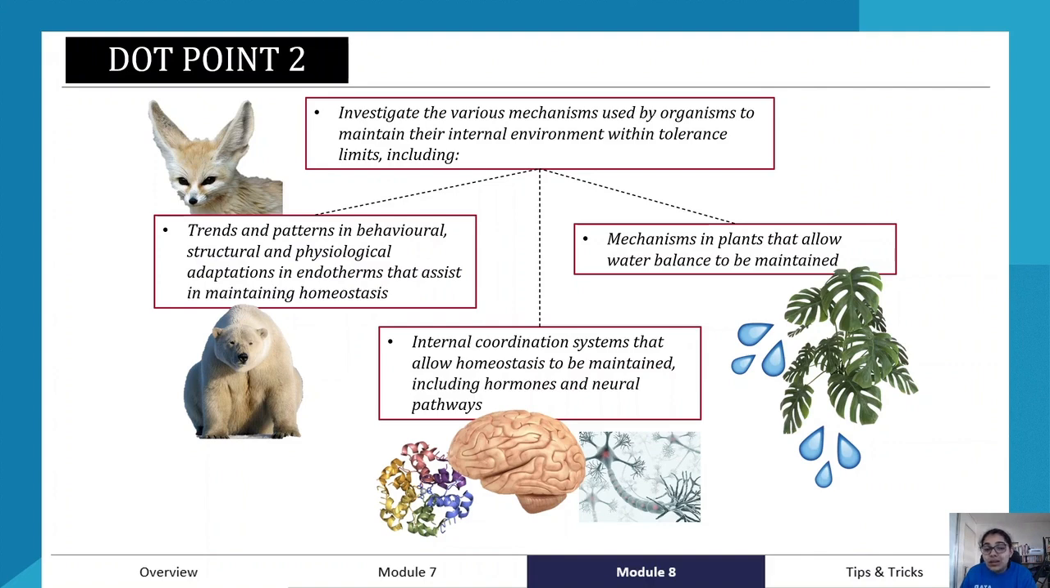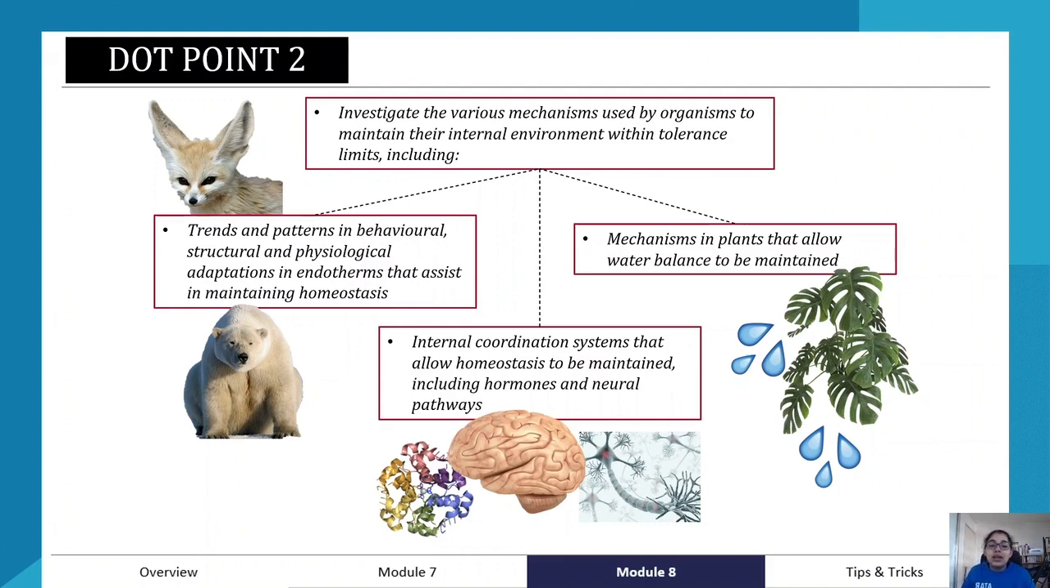The second part here, we want to look at the internal coordination systems that allow homeostasis to be maintained. This is where your central nervous system comes into place, the nervous system constituting of your central and peripheral nervous system. Through that, homeostasis is being maintained, hormones are being produced, there's a lot going on in the brain that is controlling the whole thing.